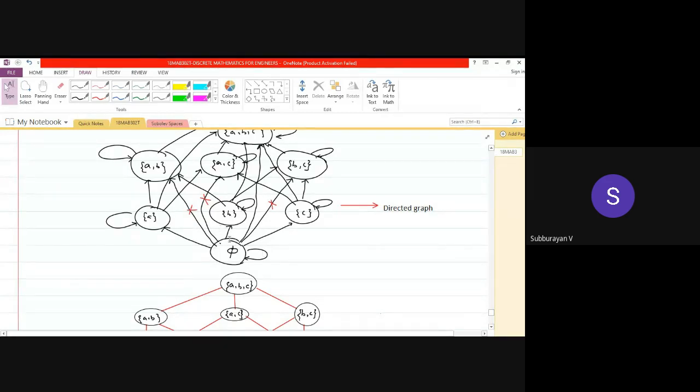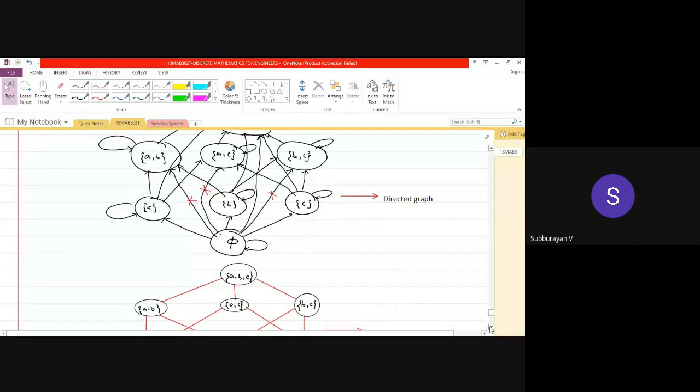Okay, similarly, look at this. We can reach AC from phi in this way, phi to A and A to AC. Look at this edge. There is a direct edge from phi to AC. Therefore, we can remove this edge. In this way, we got a new graph.